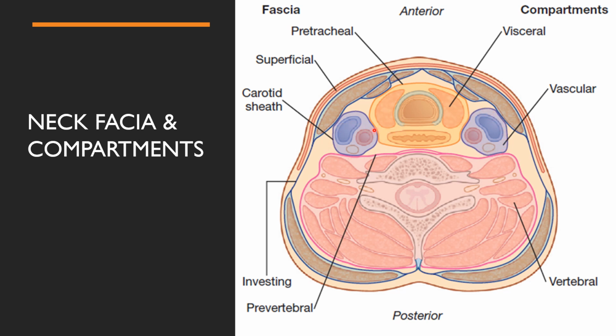Here and here, we have two carotid sheaths, and this carotid sheath actually surrounds the internal and common carotid arteries, internal jugular vein, and the vagus nerve, these neurovascular structures. Common and internal carotid artery, internal jugular vein, and vagus nerve. The three are surrounded by loose areolar connective tissue forming part of the deep cervical fascia, and this fascia is called carotid sheath.